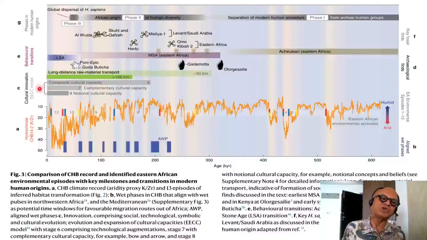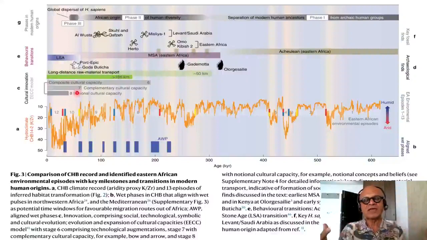this is cultural innovation, so expansion of the cultural communities. Long distance raw material greater than 166 kilometers here. Composite cultural capacity starting in here. Complementary cultural capacity and national cultural capacity. So you can see that there is an attempt to connect these, how societal complexities, national identities, etc. evolved based on resource limitations, resource sharing, cultural exchanges, cultural complementary capacities, and so on.